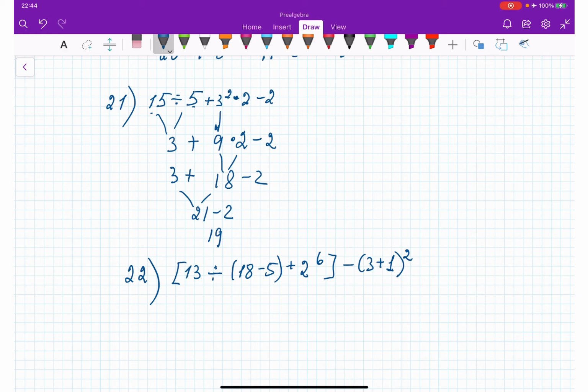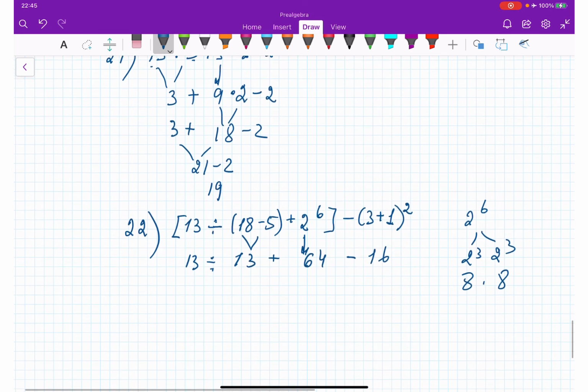Okay, let's solve it. So first we are taking care of parentheses, so it's going to be 13 divided by 18 minus 5 is 13 plus 2 to power 6. It's going to be, let's see how I'm going to count it. I can break down 2 to power 3, 2 to power 3. 2 to power 3 is 8. Here is also 8. 8 times 8, 64. Minus 3 plus 1 is 4. 4 squared, might as well, let me write down here. 4 squared is going to be 16.